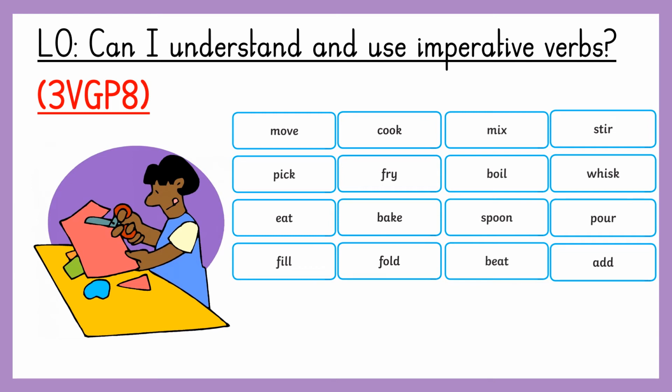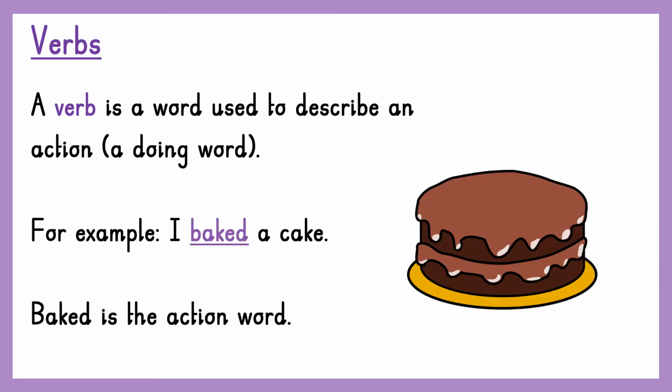In this video, we are going to be revising imperative verbs. These are also known as bossy verbs. A verb is a word used to describe an action. For example, I baked a cake. Baked is the action word.